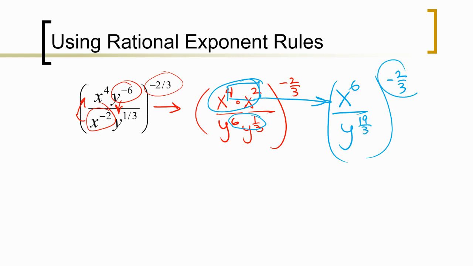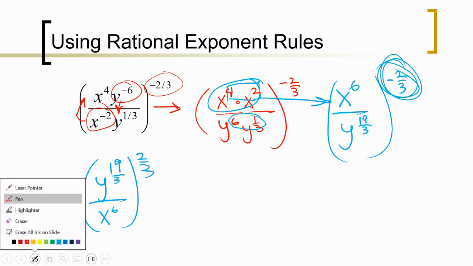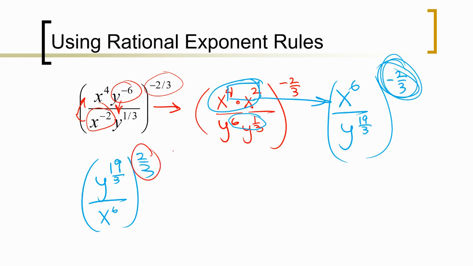And then I need to flip this. And then I get y to the 19/3 on the top divided by x to the 6th. That causes this outside exponent to be a positive 2/3. So now that it's positive, I can distribute it in. I could have distributed it and then flipped at the end. It doesn't matter in the end.